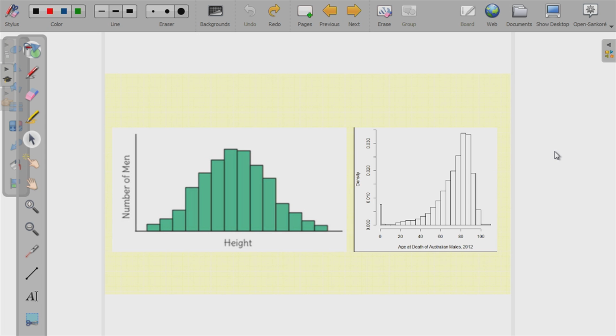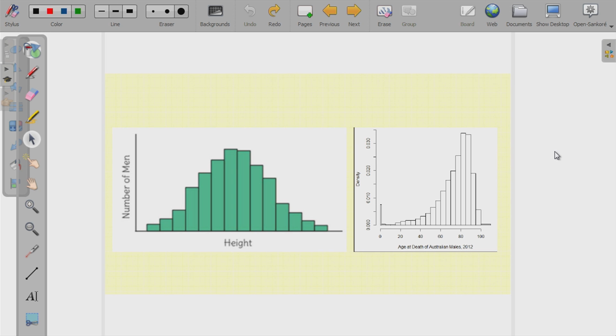One is a height and the number of men. Could be a relative frequency distribution. It could be just a regular frequency distribution. And normally they are nice, neat bars and things like that. And we end up with, again, a nice description of the data. The one on the left looks like a nice symmetrical distribution. The one on the right looks like a little bit more of a skewed left distribution.